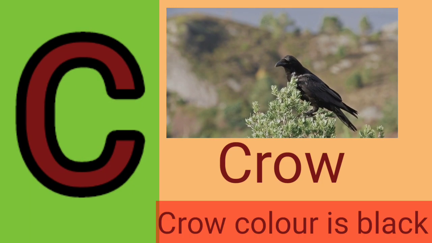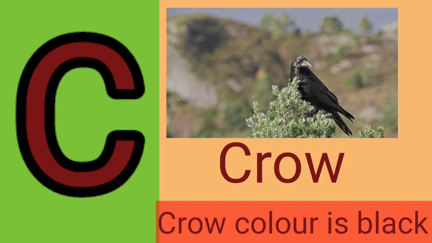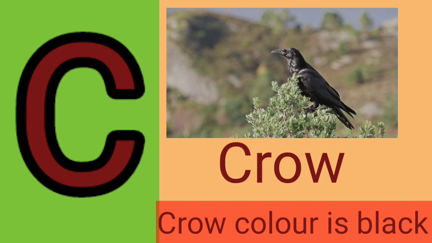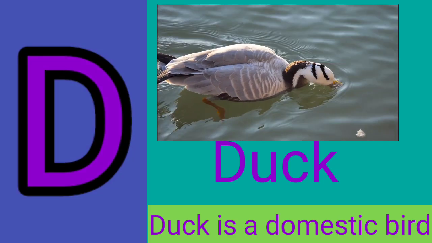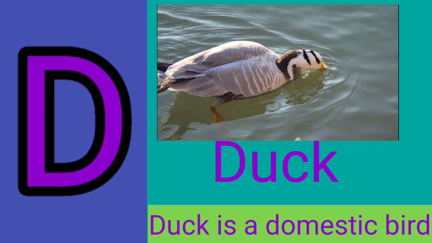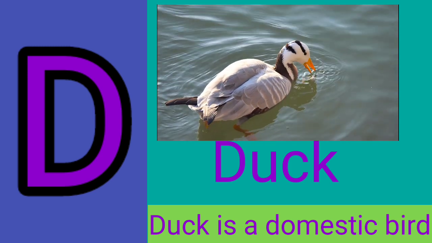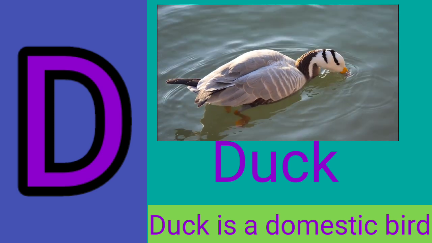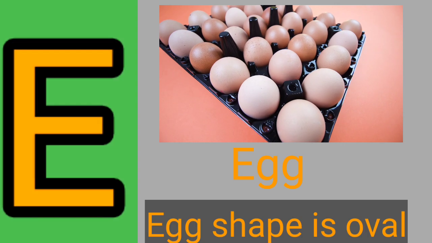C for crow. C, R, O, W. Crow. Crow color is black. D for duck. D, U, C, K. Duck. Duck is a domestic bird.